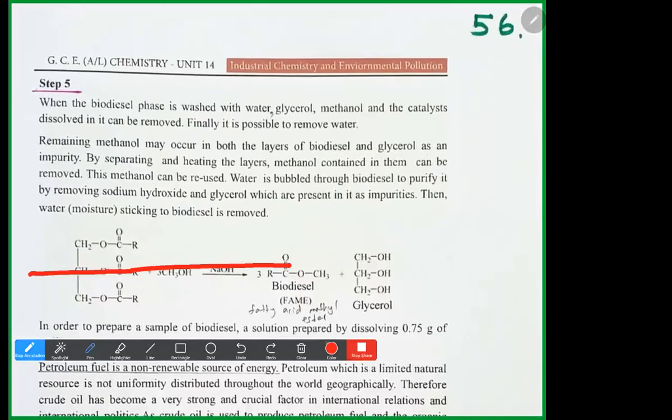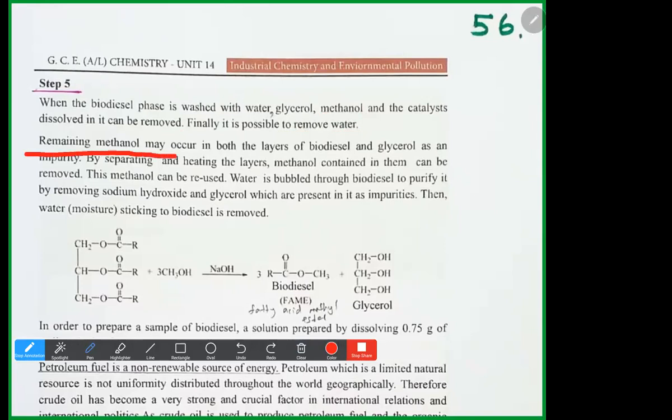Fifth step. When the biodiesel phase is washed with water, the glycerol, methanol and catalyst dissolved in it can be removed. Whatever part dissolves in water can be removed. Finally, it is possible to remove water. So after that, we are removing the water.